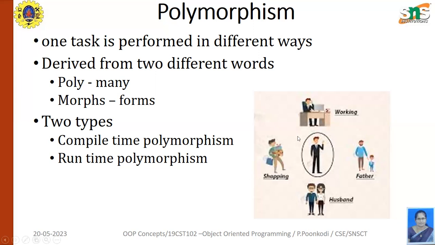Next, you can consider this example, because we are claiming that it is from many forms. Consider a single person. If he is a single person, he will go for shopping, and he might have a kid, so he will have a father role, and he is working, so a working role, and as a husband, a husband role. But the person is the same. Depending upon the place, the role changes.